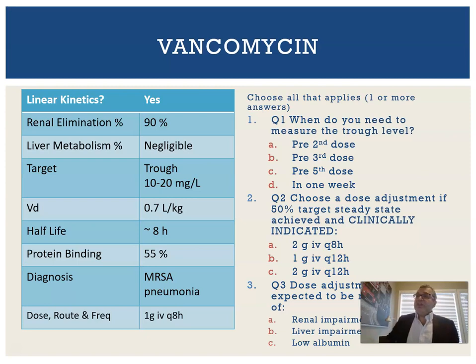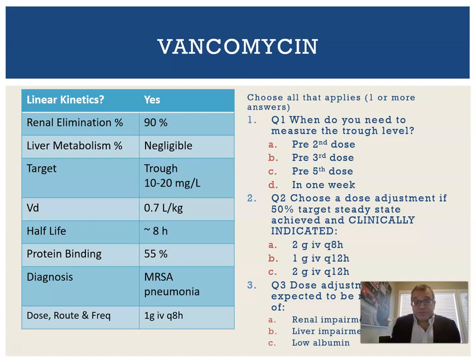Then after you did the level, the concentration came back, let's say at 5, 50% of target. So how are you going to increase the dose? So the patient was on 1 gram Q8. Are you going to do 2 grams Q8, 1 gram Q12, or 2 grams Q12? Simply, if the drug has linear kinetics, doubling the dose will double the concentration. And so we'll use 1 gram Q8, going to be 2 grams Q8.